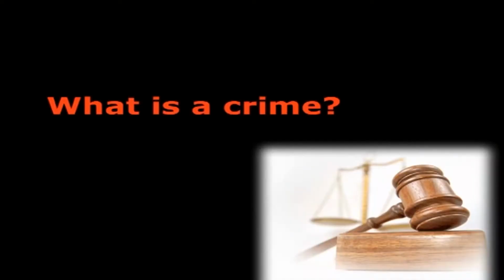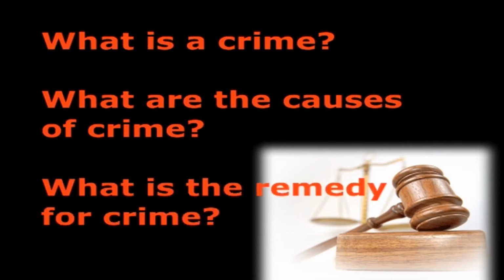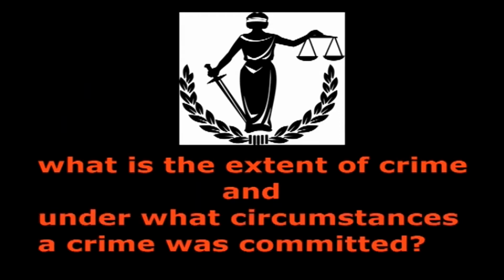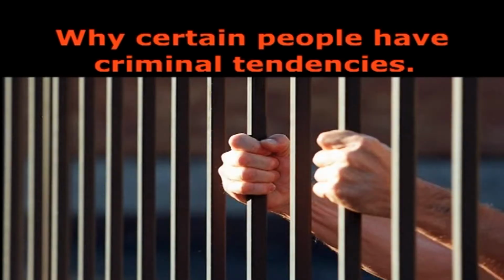Three basic questions can be raised in relation to crimes. They are: what is a crime? What are the causes of crime? And what is the remedy for crime? Certain allied questions can also be raised. They are: what is the extent of crime and under what circumstances was a crime committed? Again, another related question is why certain people have criminal tendencies.